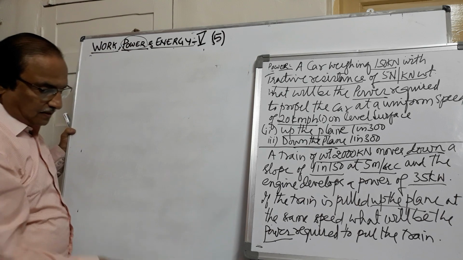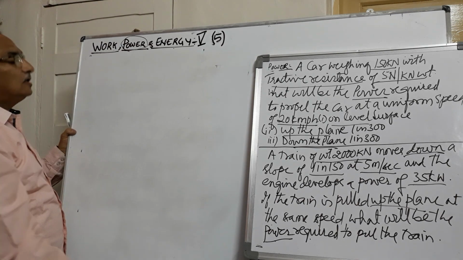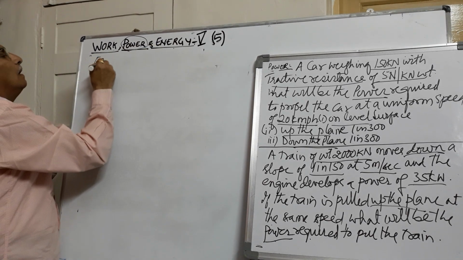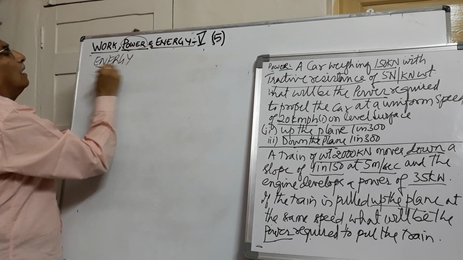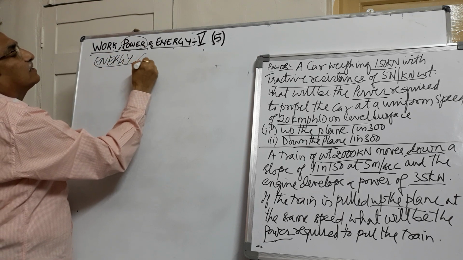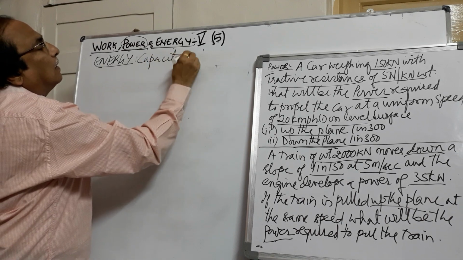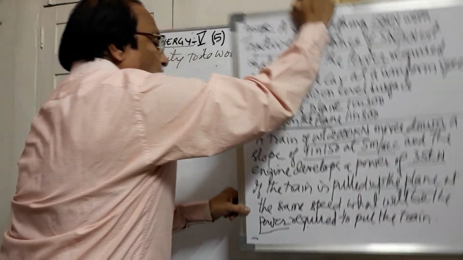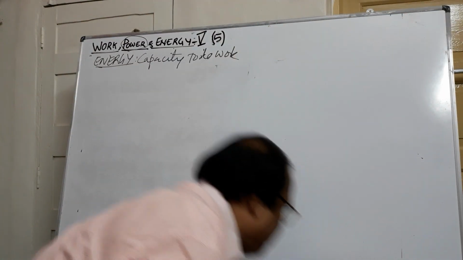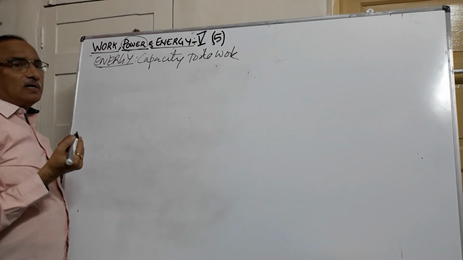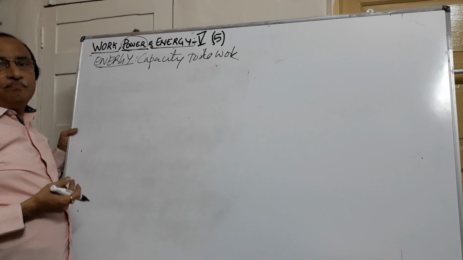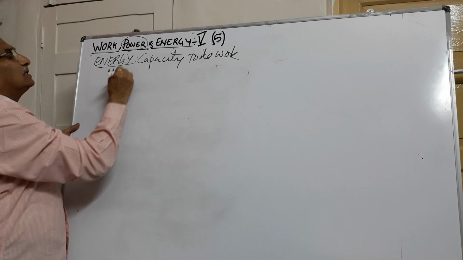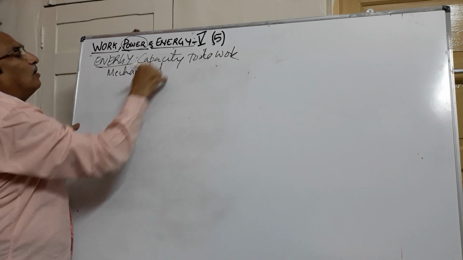Going further in this chapter, the third part what we see here is the energy. We know energy is defined as capacity to do work. It is nothing but the capacity to do work. In practice we come across different types of energy: mechanical energy, electrical energy, chemical energy. In mechanical energy, which is our interest, we have got two types of energy.